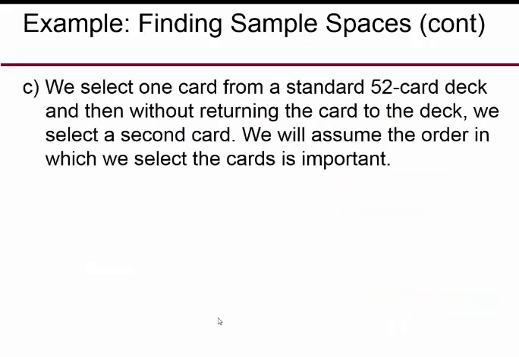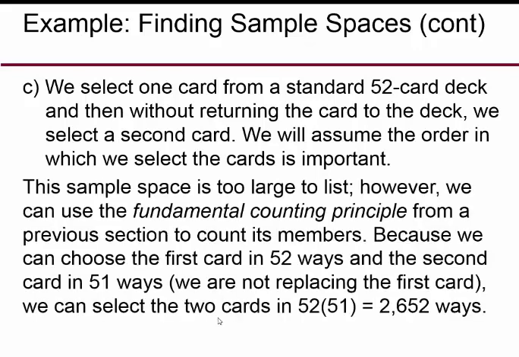Now, we select one card from a standard 52 card deck, and then without returning the card to the deck, we select a second card. We're going to make the assumption that the order in which we select the cards is important. So the sample space is too large to list. However, we can use the fundamental counting principle from the previous section to count its members, because we can choose the first card in 52 ways and the second card in 51 ways. Since we're not replacing the first card, we can select 2 cards in 52 times 51, which is 2,652 ways.